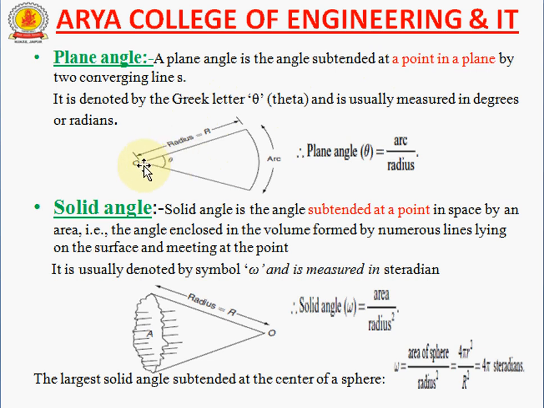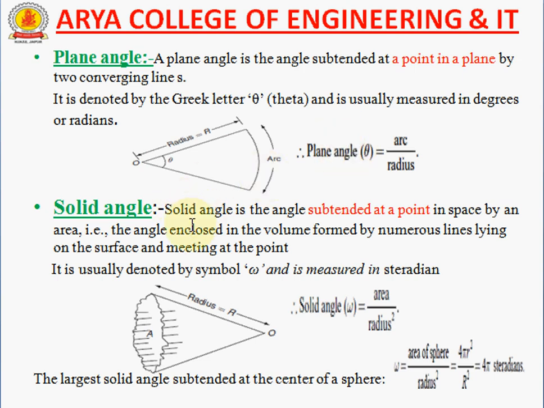There is a source point, its radius is r, and this is called the arc. So we can say that the plane angle equals arc upon radius. It's denoted by theta and its unit is radian. Generally, one radian is the angle subtended at the center of a circle by an arc of the circle whose length is equal to the radius of the circle.